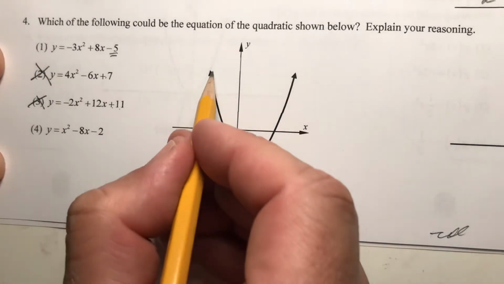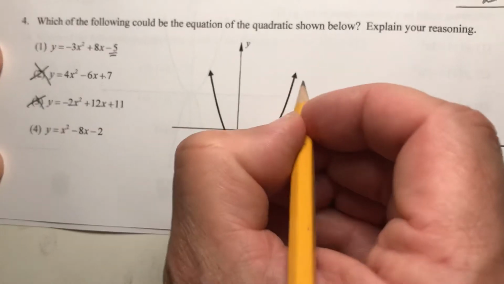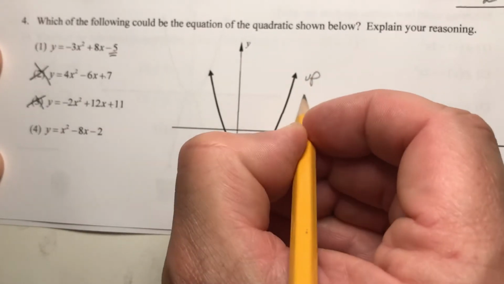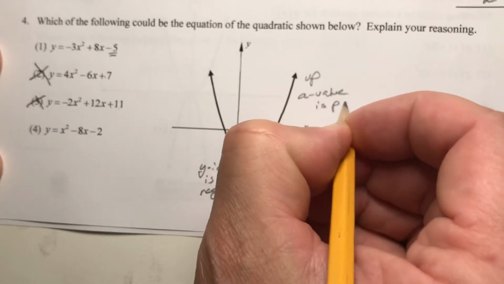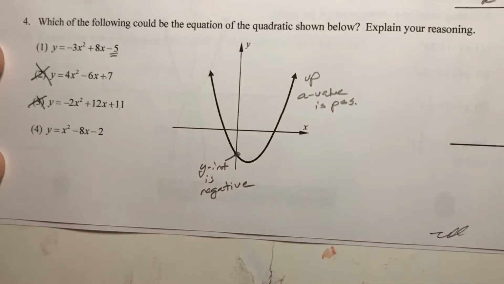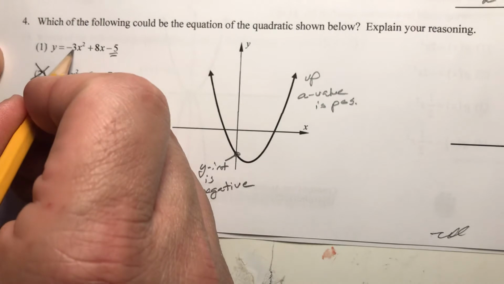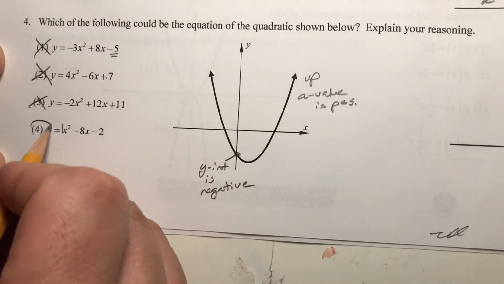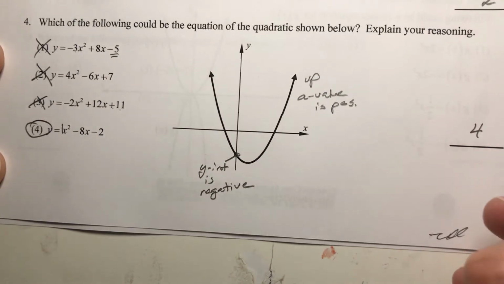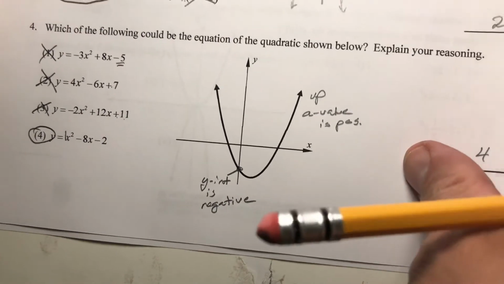It opens upwards. Okay? So since it's up, a value is positive. So just look for something in front of x squared where there's a positive. So that one is definitely disqualified. Positive in front of the x squared. I like it. We're going with multiple choice 4 on that one. All right, so front of the page, done. Quick as that. Moving on to number 5.